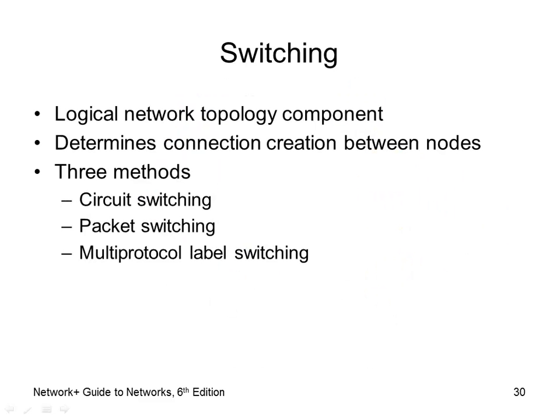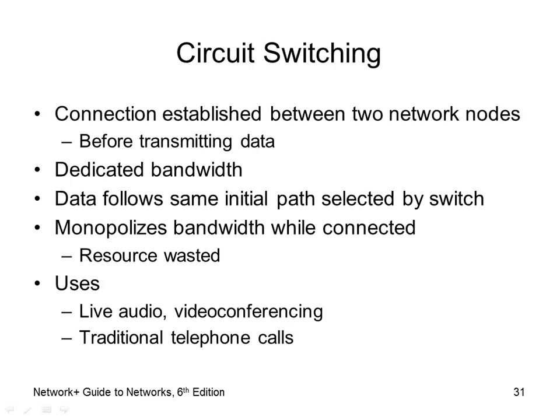So switching is a logical network topology component. Switching creates connections between nodes. And there are three methods of switching: circuit, packet, and multi-protocol label. In circuit switching, the connection is established between two nodes before data is sent. That means it's dedicated bandwidth. You use this for live audio and video conferencing, and a traditional telephone call is a circuit switch network. In the old days on the phone, when you picked up the phone, there was actually a connection going between two wires from you to two wires from whoever you were trying to talk to.